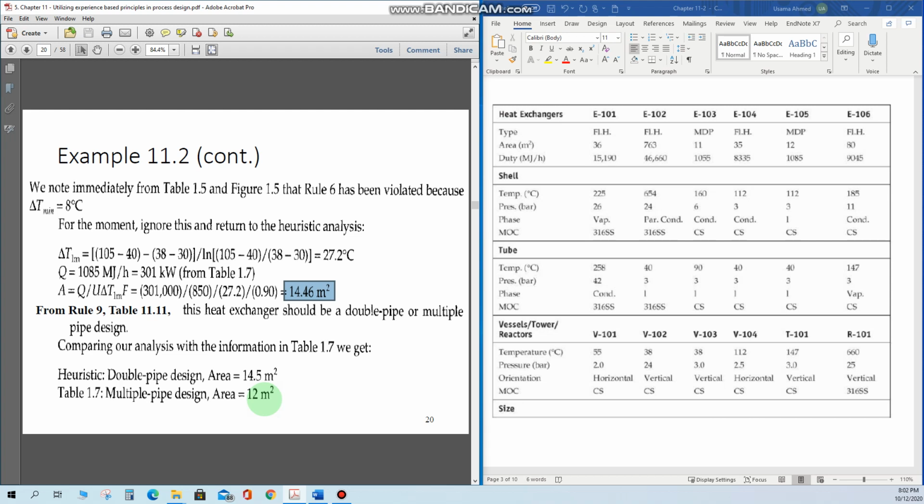Okay, so what we have seen here is that we can actually use these heuristics to calculate the area for the heat exchanger by using some simple formulas without doing any detailed heat transfer calculations. You can see the difference here is only 2.5, so we can have a good estimate from the heuristics.